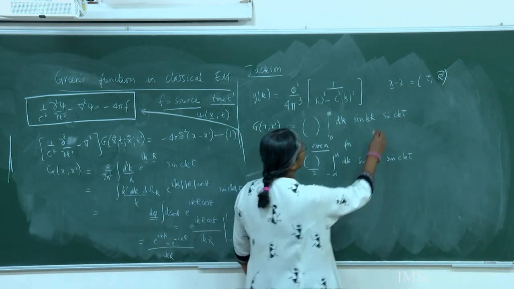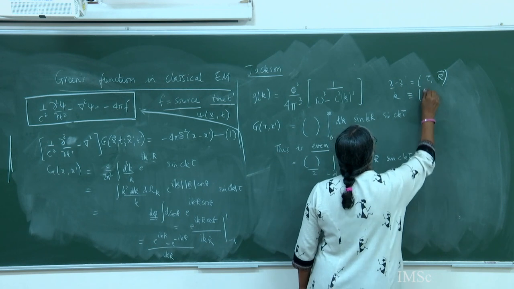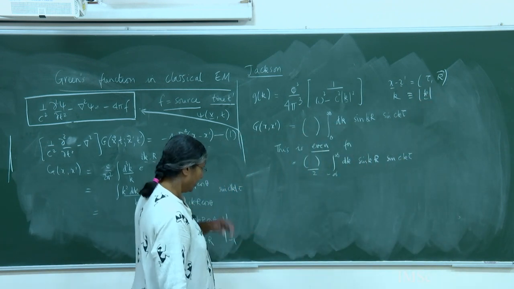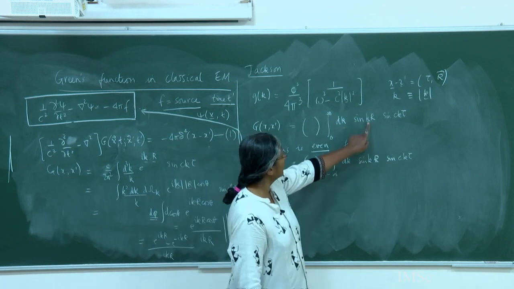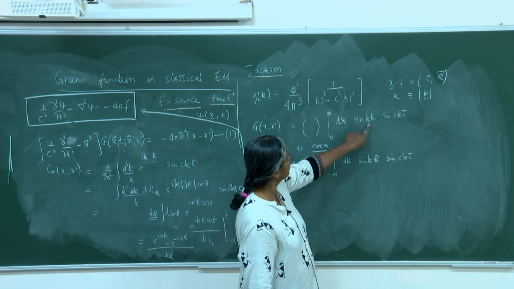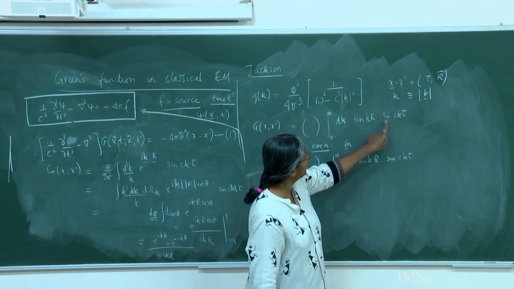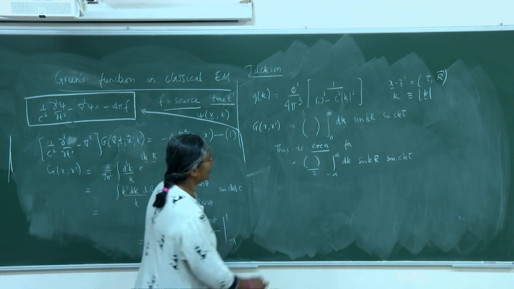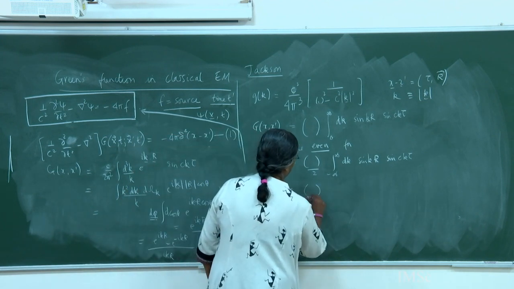Okay, and k here, k is equal to... is this okay? Now, you can see that when I change k to minus k, sine of minus kr is minus sine kr, and sine of ck tau is minus sine. So this is an even function and therefore I can write it like this. Now you can also see that I can write it like this.